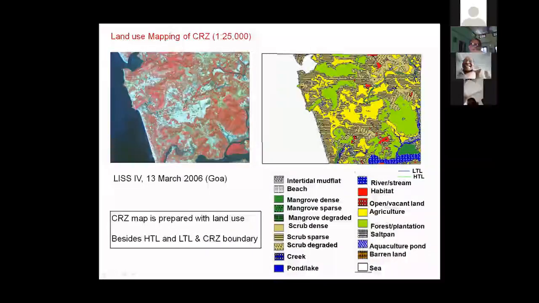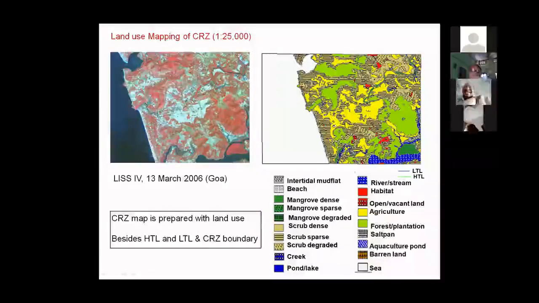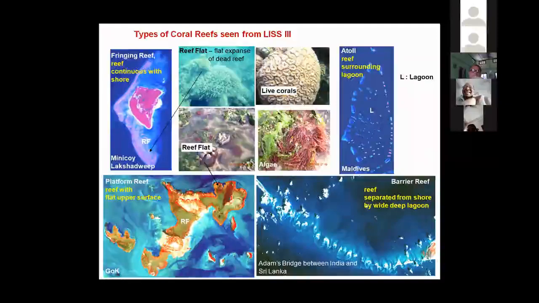This is one example I have taken from the list, 4 images of 2006 in Goa. This is the CRZ map of Goa. In Goa, you can see different types of classifications. These classifications you can do by using different digital image classification methods and from different satellite data. And next slide.